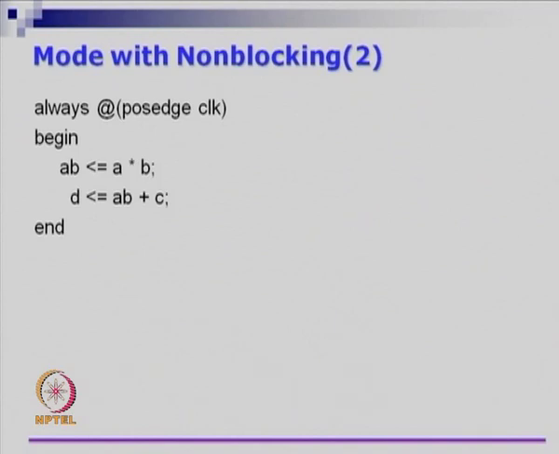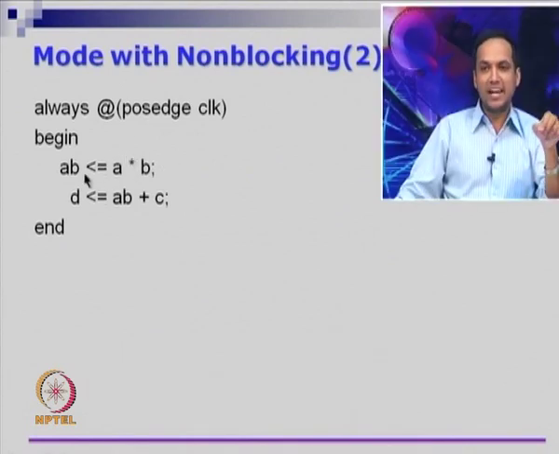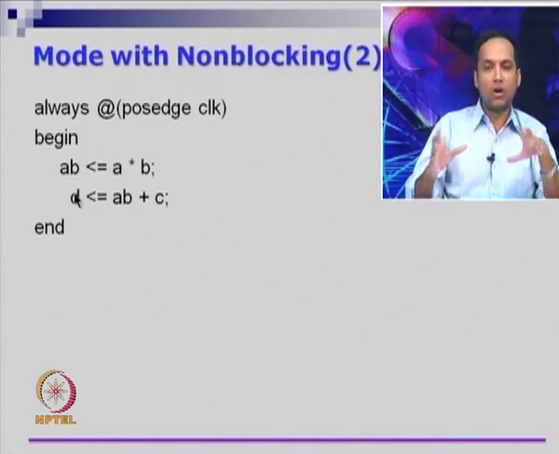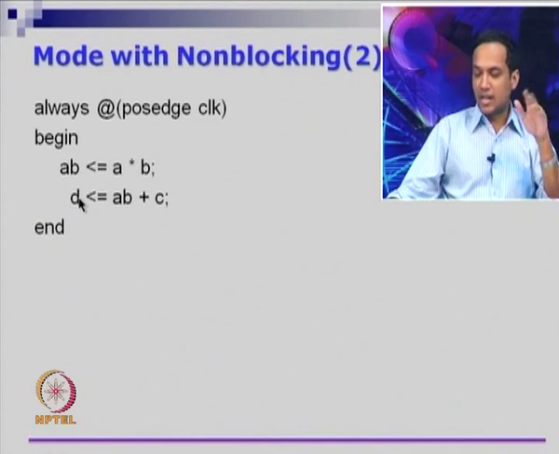Now, let us look at another model. This model is always at passage of clock: AB is A times B, D is AB plus C. Let us say we wrote something like this: AB is A times B and D non-blocking equals AB plus C. Take a while and think about what it should really be inferring first. If you notice, AB and D are on the left side and both of them are in passage of clock, which means AB will be registered, so the result of the multiplication will get registered and the result of the addition will also get registered. Now go and think about what will be the overall circuit. Once you are done with that, come back to this.